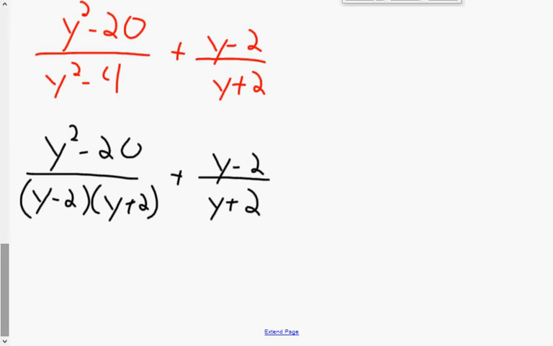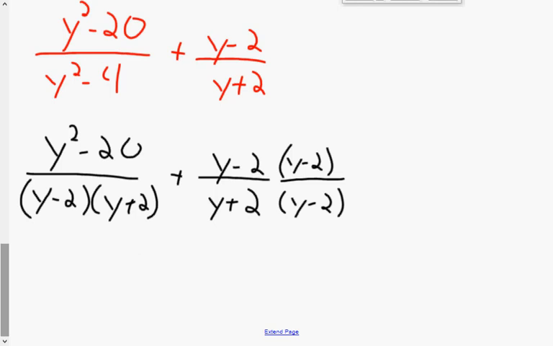Okay. Now, so I look at my denominators. I need to make them common. I already see that I have a y plus 2 between the both of them. Great. That's taken care of. I'm missing, though, a y minus 2 between this guy and this guy. So I multiply this one over here by y minus 2. Does that make sense? We're okay with that part?